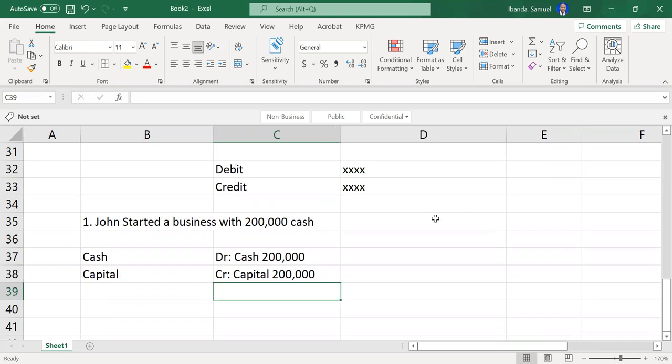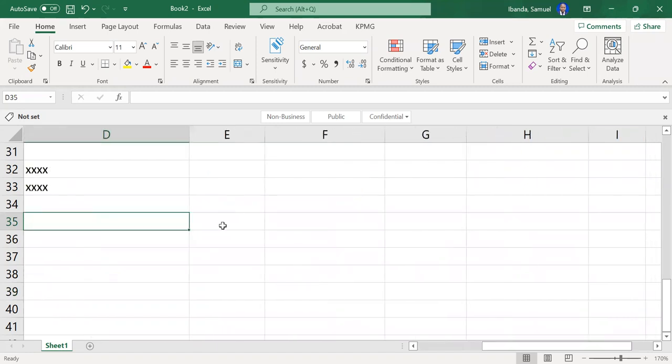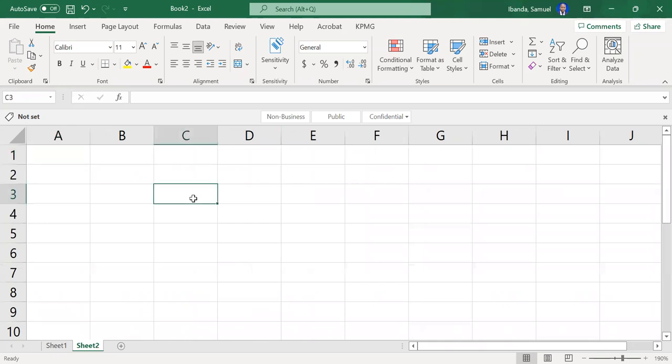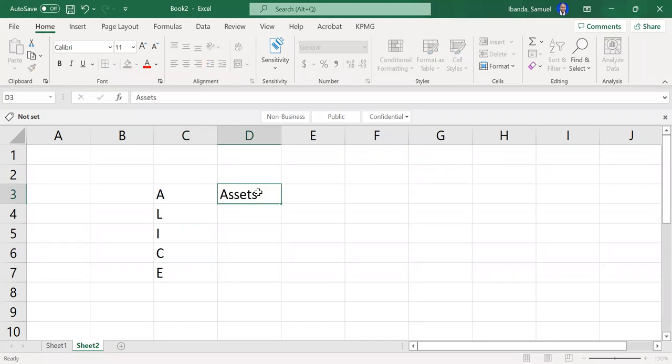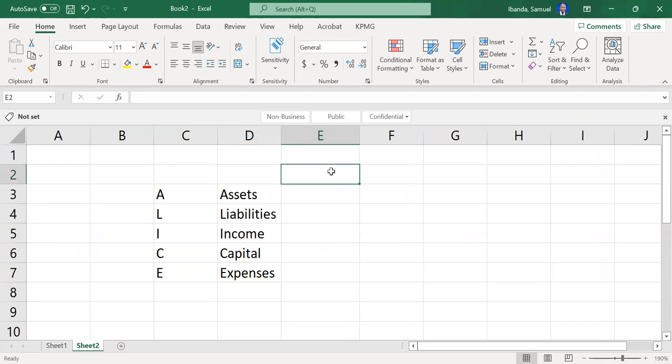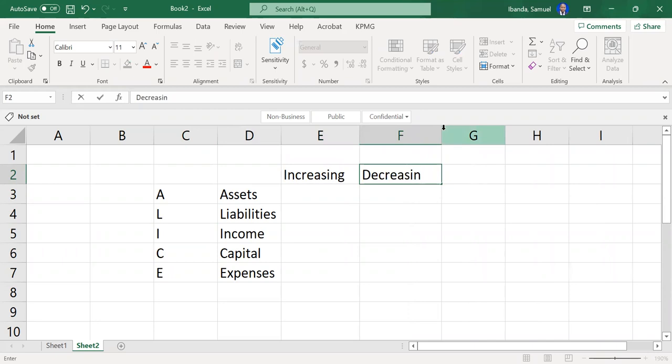So in understanding the double entry system, I usually share with my students a model called ALICE. It's an acronym which looks at each of these elements of financial statements. We have A representing assets, L representing liabilities, I representing income, C representing capital, and E representing expenses. What happens is we look at the effect of transactions when each of these elements is increasing, and also what happens when these elements are decreasing.